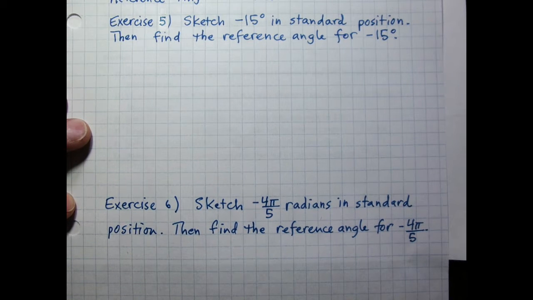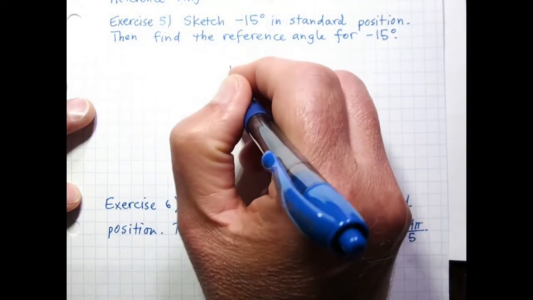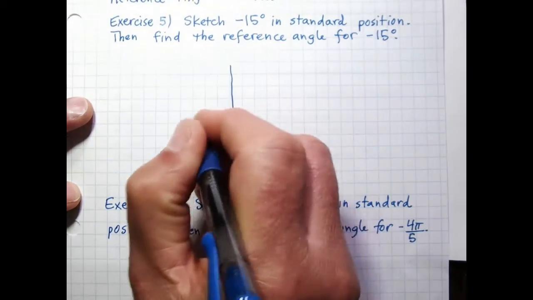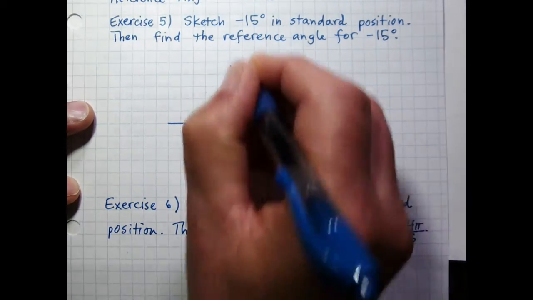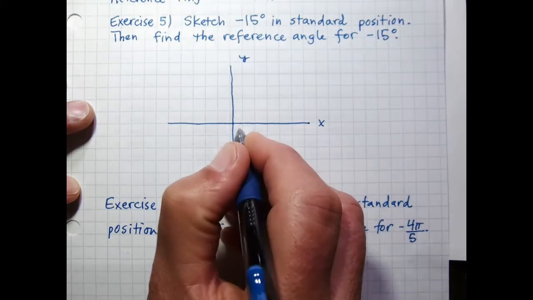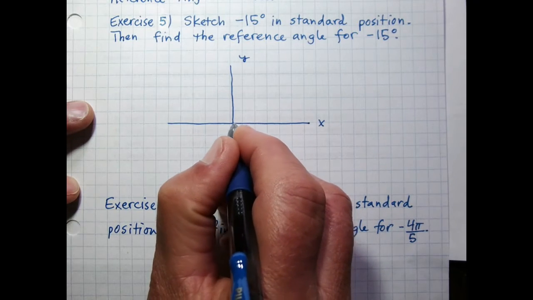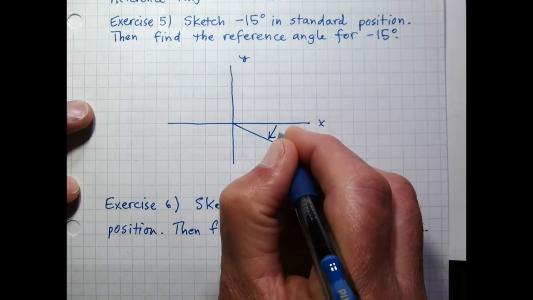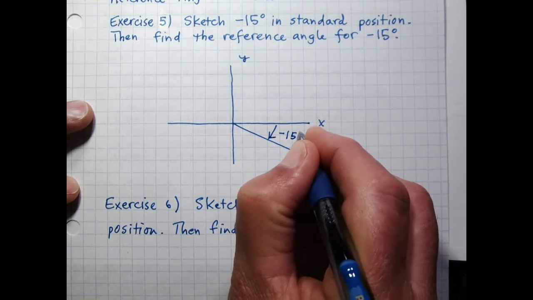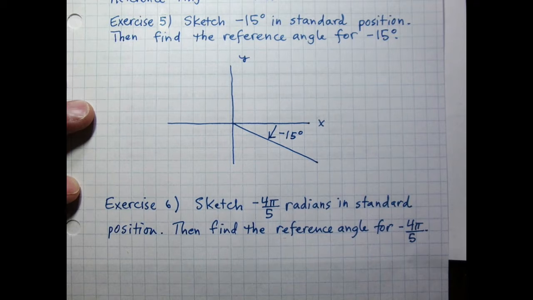Exercise 5: sketch negative 15 degrees in standard position, then find a reference angle for negative 15 degrees. This is easy, but you've got to make sure you get the point here. Negative 15 degrees in standard position is going to be, maybe I drew it a little large, exaggerate a bit, something like so, right?